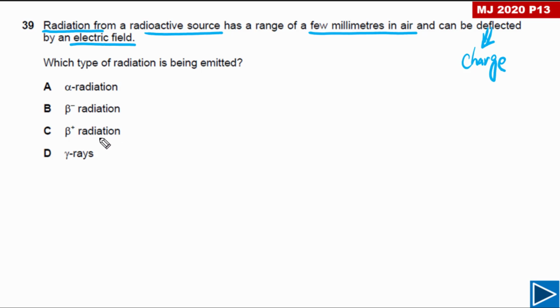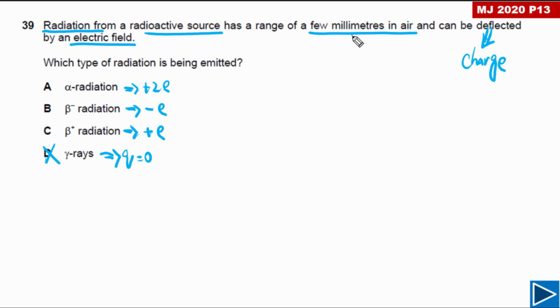If you look at these options now, the charge on alpha particle is equal to plus 2e, and the charge on beta minus radiation is equal to minus e, and the charge on beta plus radiation is equal to plus e. So it means answer can be A, B or C, but gamma has no charge. The charge on gamma rays is equal to 0. So it means this is not possible option. So we can just eliminate option D.